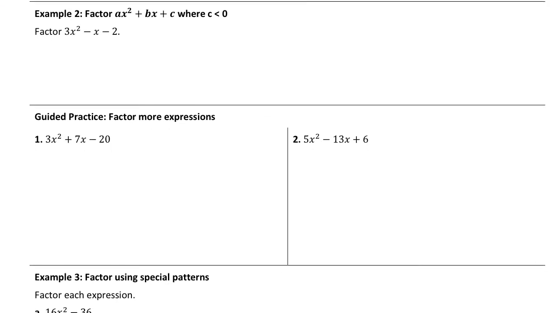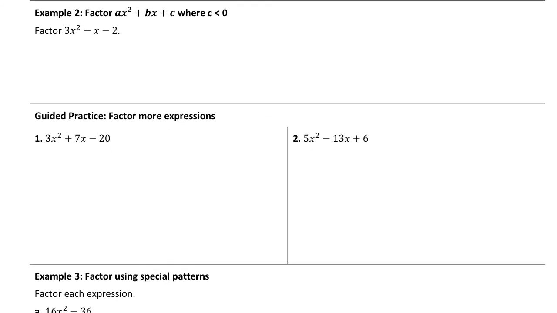Okay? So in this next example, to start my factoring, I'm going to multiply a by c. That becomes negative 6. And then in this one, b is negative 1. So numbers that multiply to be negative 6 and add to be negative 1, that's going to be negative 3 and positive 2. So I'm going to write out my factors as x minus 3 and x plus 2.